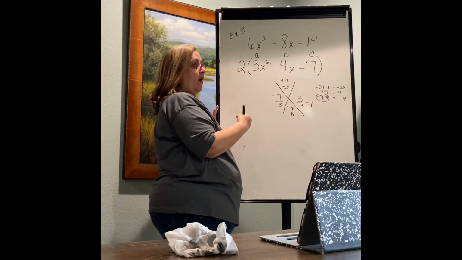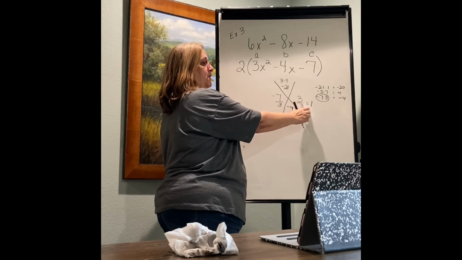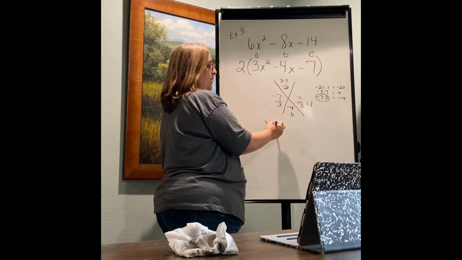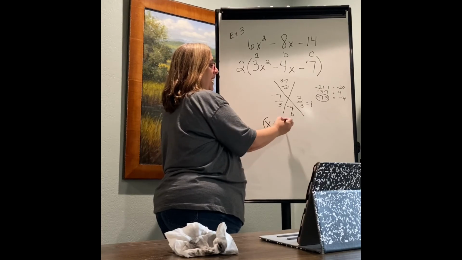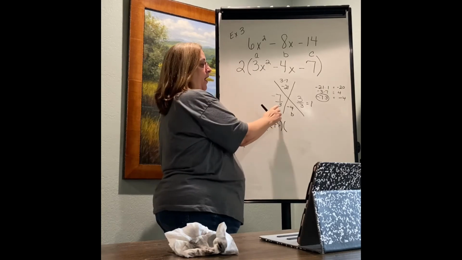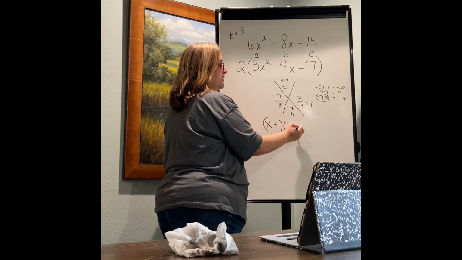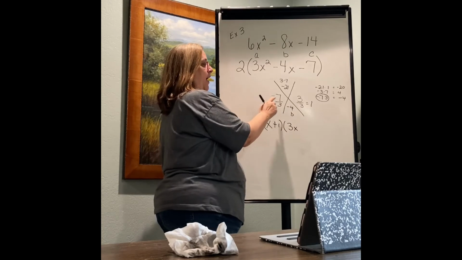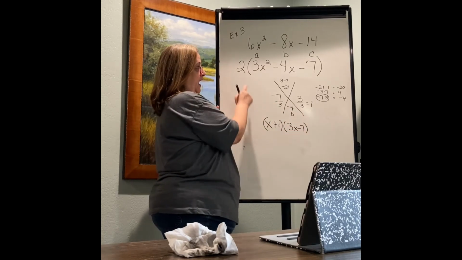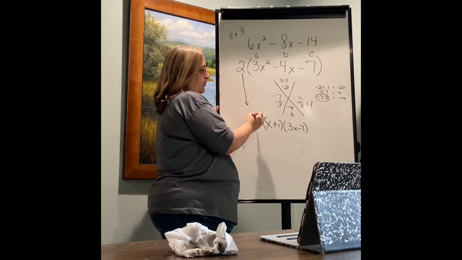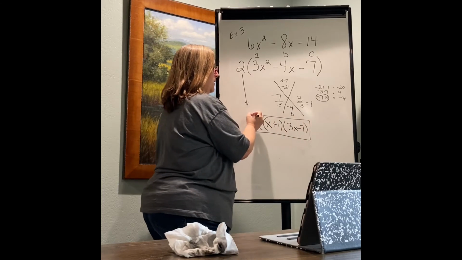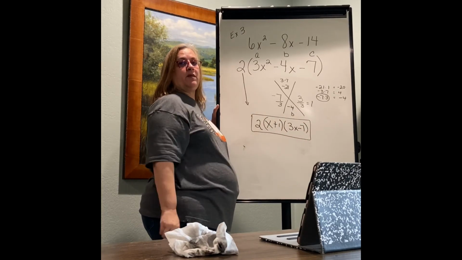So when I rewrite my factors, I'm going to start with this one because I got a whole number. I'm just going to do x plus 1. But because this stayed a fraction, the 3 goes in front of the x, like 3x, and then minus 7. So then I have to remember to bring down the 2 that I factored, put it in front, and that is the factored form of this trinomial.